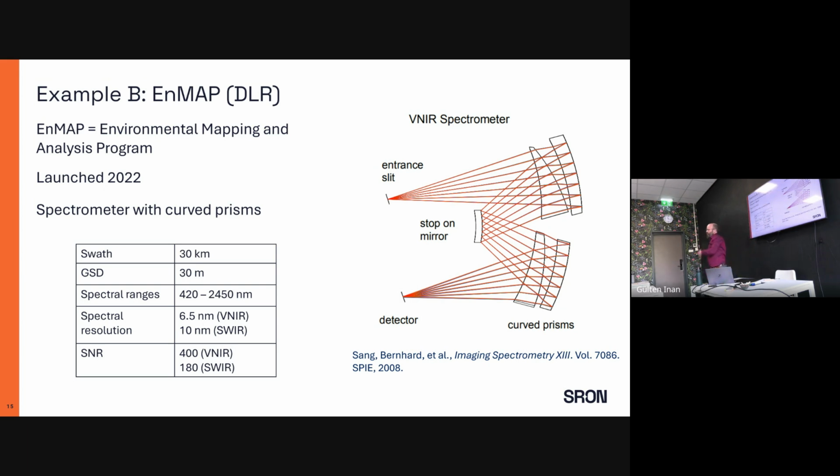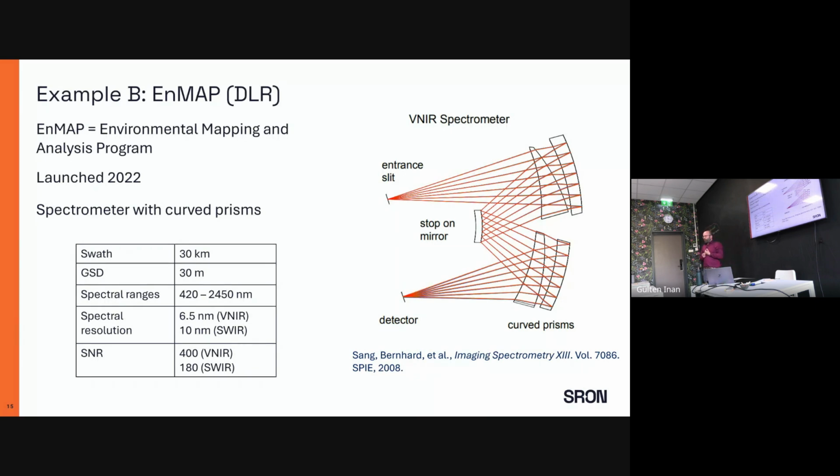Everybody knows a prism. You can use a prism to split light, right? In this case, they make it curved so that it corrects aberrations and image distortions. That's why it has this weird shape. The instrument has a swath of 30 kilometers.